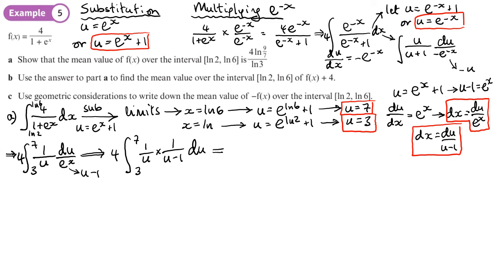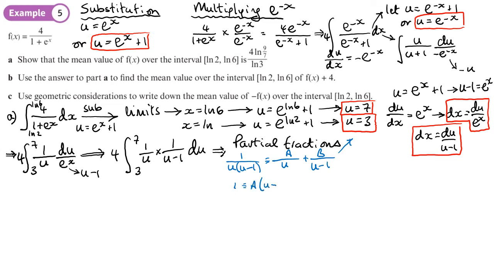So to evaluate this, we need partial fractions. So we'll put the fraction together. So we'll have 1 over u times by u minus 1, and we'll need to write that as a over u plus b over u minus 1. We want to find the values of a and b. So let's write down the full expression here. So we'll have 1 is equivalent to a times u minus 1 plus b times by u.